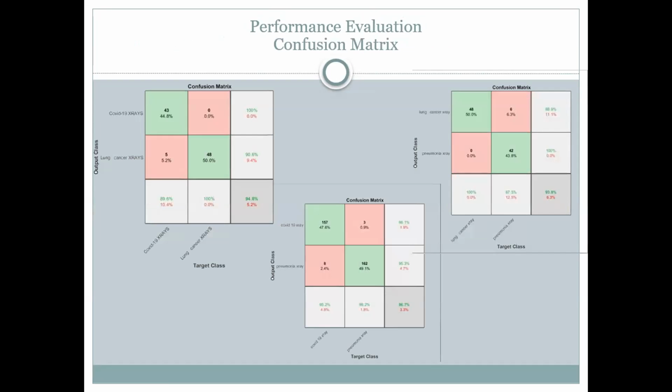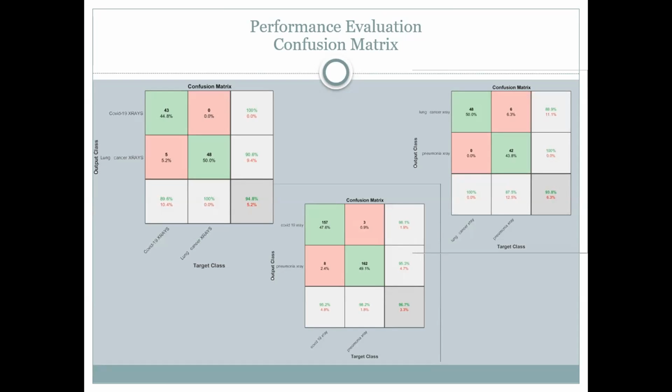From the confusion matrix, we can see the true positive. We had 43 of the tested images correctly classified, and there was none wrong for the false positive. For the false negative, we have 5, and for the true negative, we have 48 that were correctly classified and 5 wrongly classified. That's for COVID-19 and lung cancer.